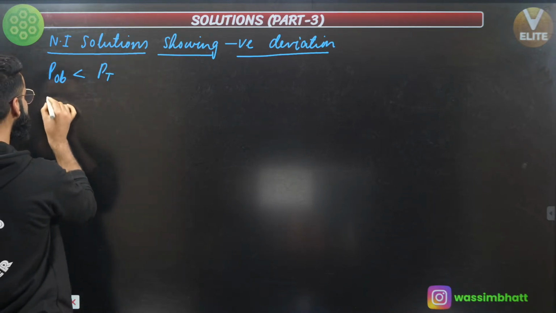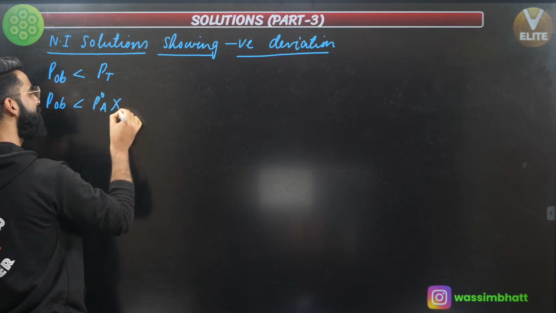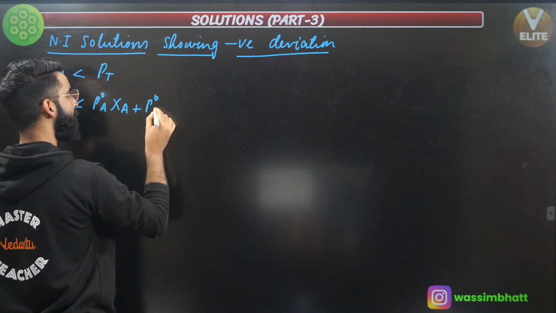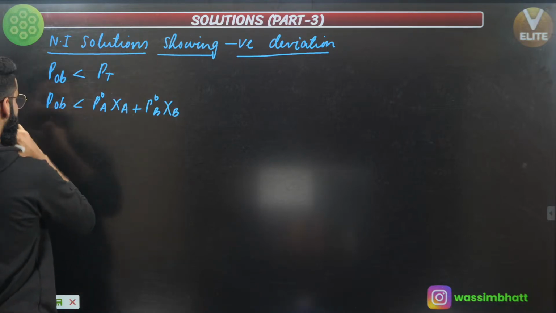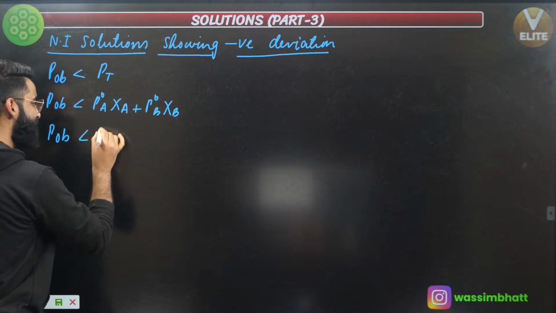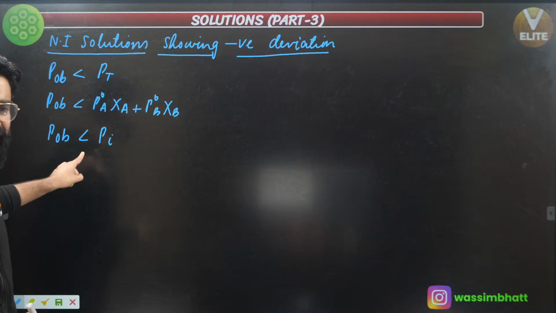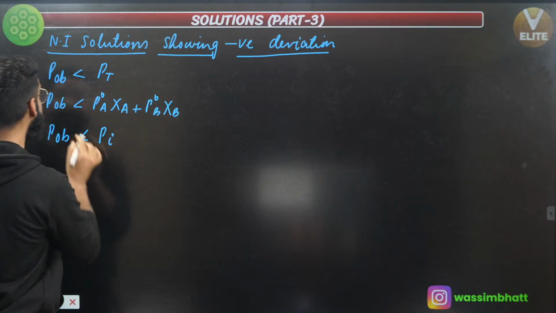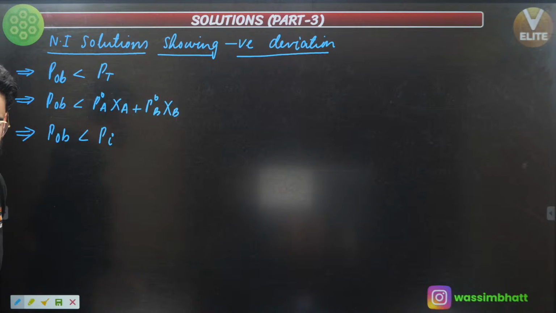Or I can say the actual vapor pressure of the solution comes out to be less than P naught A chi A plus P naught B chi B. Or I can say the actual vapor pressure of the solution is less than the vapor pressure of the ideal solution, in case of non-ideal solutions showing negative deviation, right? Rifana, you can just drag the video back. It'll be a replay for you. You can watch it afterwards.